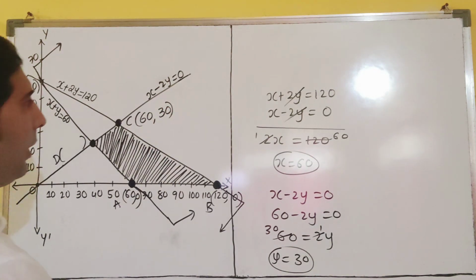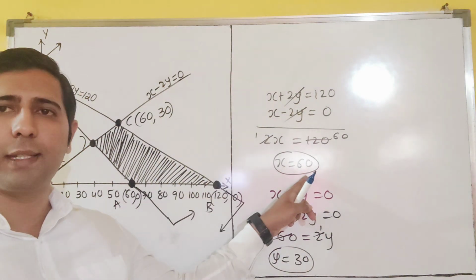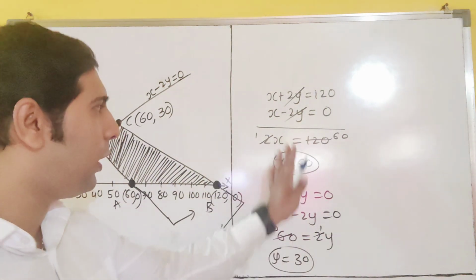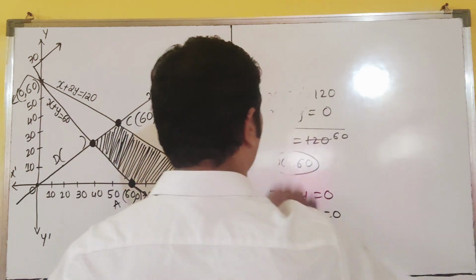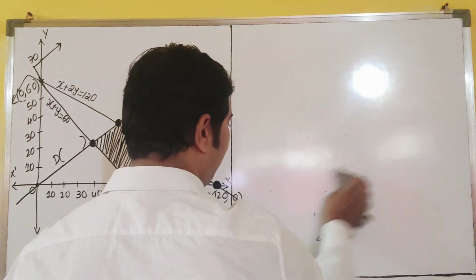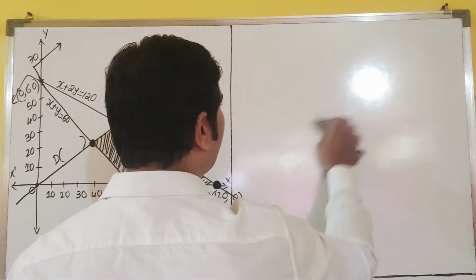I hope you have understood how we got this point. X is 60, y is 30. This is also not required to show in board exam. So for your understanding purpose I am writing. Fine. So now next we will see.